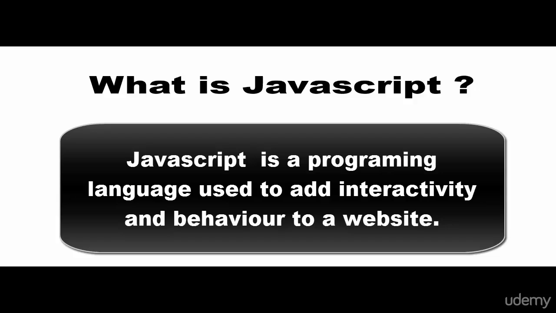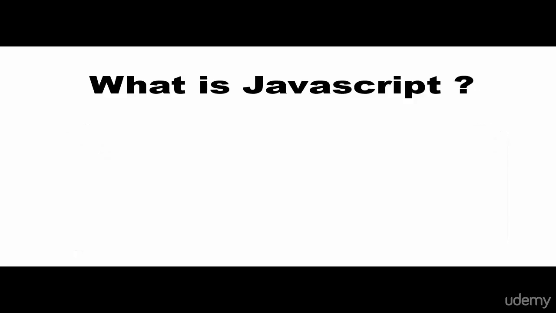JavaScript is used to manipulate web pages, and web pages are made mainly of HTML and CSS. For you to have a better understanding of how JavaScript works, you need to have a basic knowledge of HTML and CSS, because what JavaScript does is manipulate CSS and HTML.